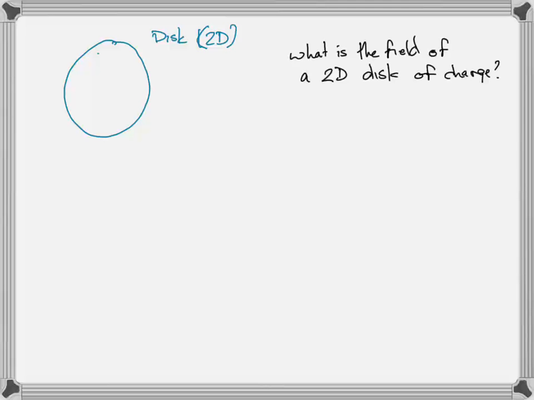Now, for a sheet of charge, rather than starting with a square sheet, I'm going to start with a round sheet, like a disk of charge. So this is a two-dimensional disk of charge. Okay. Let's say it's a conducting disk, so the charge can redistribute itself evenly. Or let's just say the charge is distributed evenly.